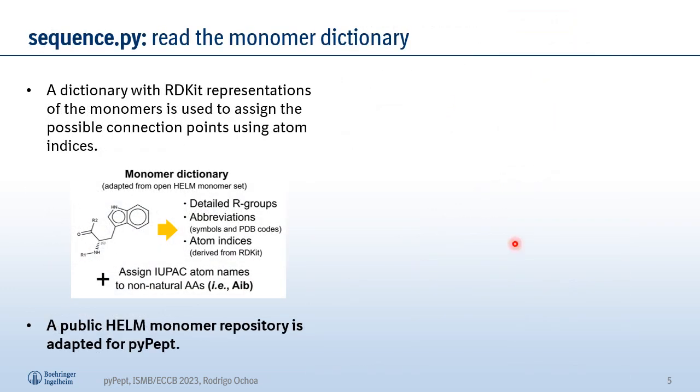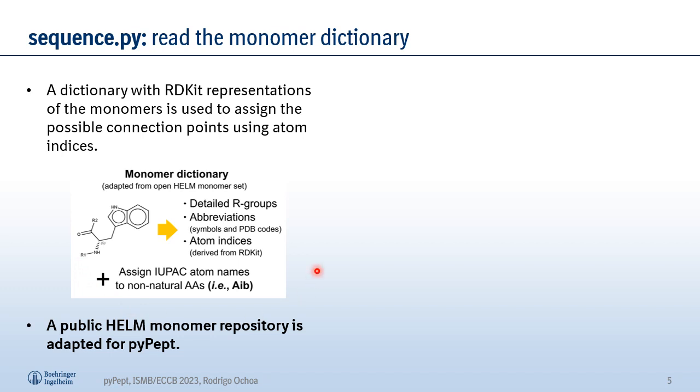Regarding the classes, one of them is sequence.py, which basically allows reading the peptide through the monomer dictionary. And when I talk about the dictionary, it's basically a representation of each monomer where we highlight the R groups involved in the generation of bonds between the monomers. And it can be done not only for natural amino acids, but also for non-natural residues and capping groups.